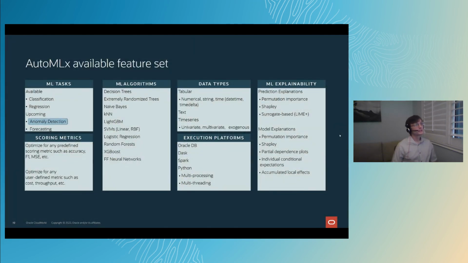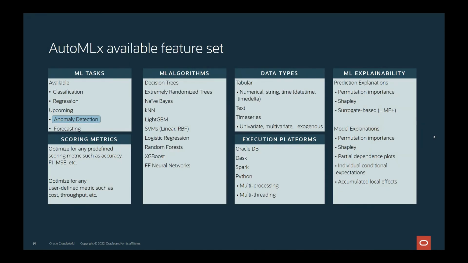Now, I've so far just spoken about anomaly detection, which is just one of the tasks that we support. We also support the more common ones like classification and regression, as well as forecasting. We have a large number of different machine learning algorithms, including all of the popular ones like LightGBM, XGBoost, and simple feed-forward neural networks. We support different data types, tabular, text, and time series, and we have quite a number of different explanation methods, which can be used for different tasks and purposes.